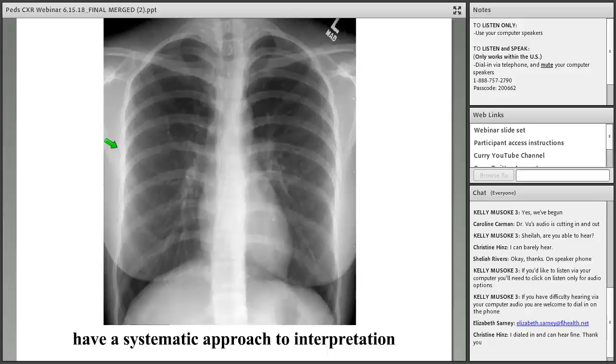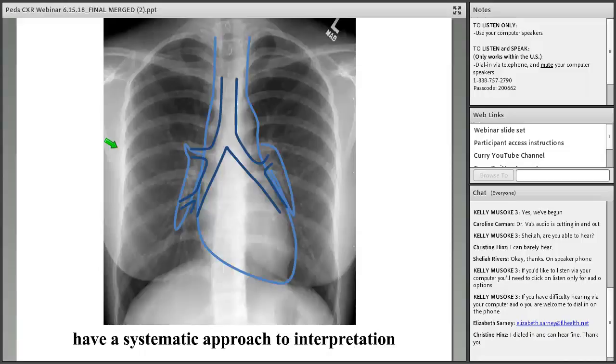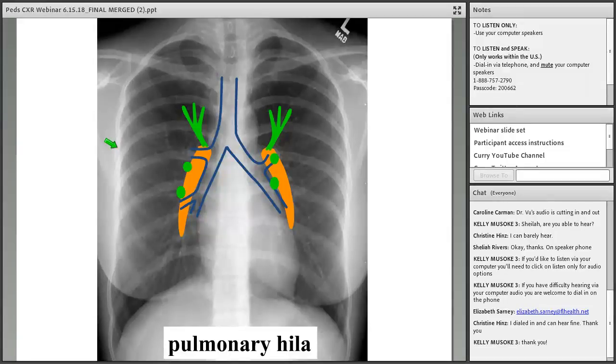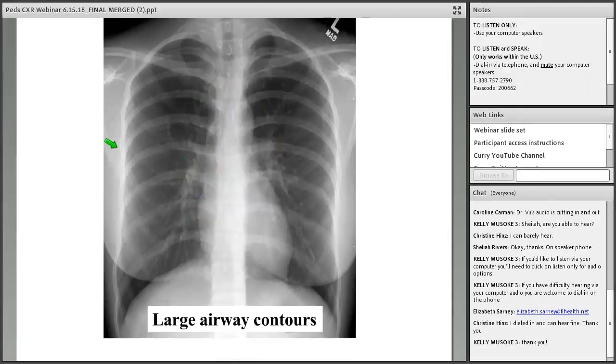Now, when you approach an older child, it's good to have a systematic approach to interpretation. So firstly, you want to evaluate the cardiomediastinal silhouette. You want to evaluate the airway structures for strictures. Then you want to evaluate the hilar region. Now, the hilar region, to me, the most important thing when you evaluate the hilar structure is the vessel. And you should remember that the vessel should taper, very much like the two carrots that I drew in here.